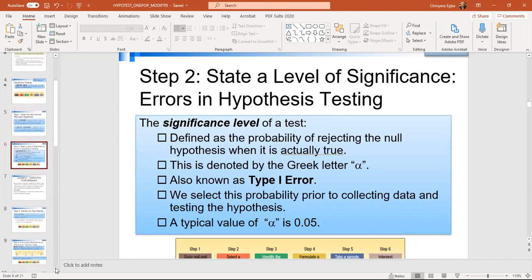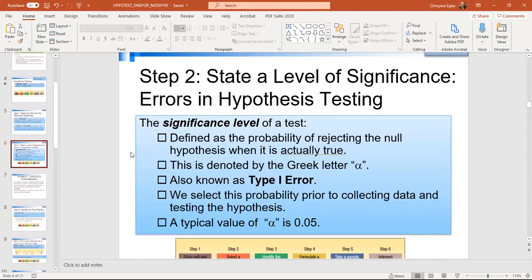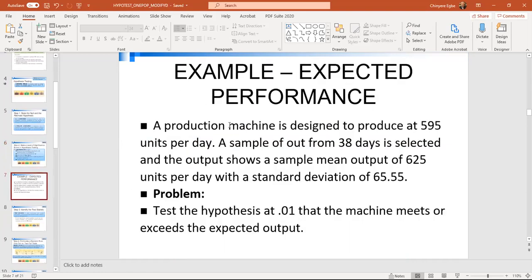We've already talked about that. What is the probability that you're going to reject the null hypothesis? All right. Here is the example that I was talking about. The example here is about the expected performance of a machine. So a machine is designed to produce 595 units per day.